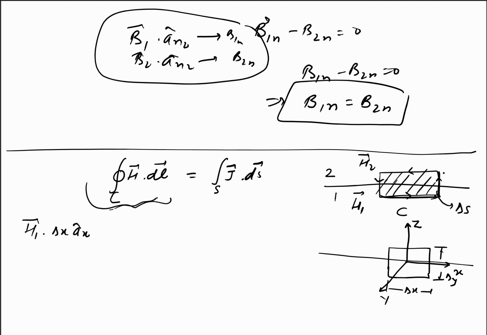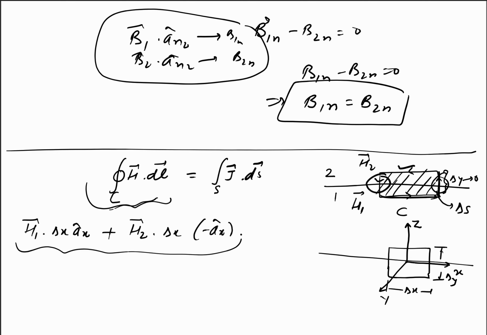Now we need not worry about this part because ultimately this delta y in the limiting case we are going to take to 0, because we want to find the fields at the interface. So I am not going to write these two. I will just write this part. This is H2 dot delta x, but its direction is opposite to the x-axis, minus ax. Now this is the left hand side, or I can write it as H1 minus H2 dot ax delta x. So this is the left hand side.